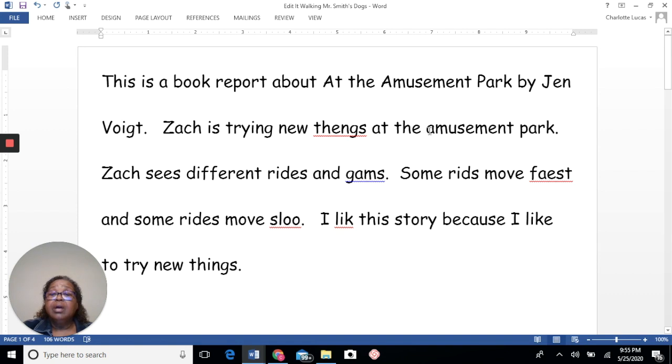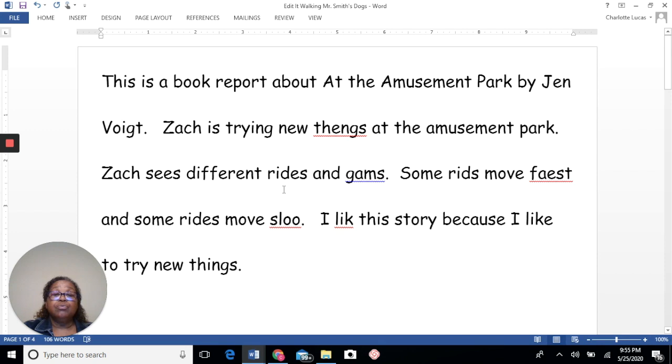See here, amusement park, we do not have to capitalize that because it's not the name of the amusement park. Like King's Dominion is the name of an amusement park here in Virginia. Well, this is not the name of an amusement park. It just says an amusement park. We do not have to capitalize that, okay?